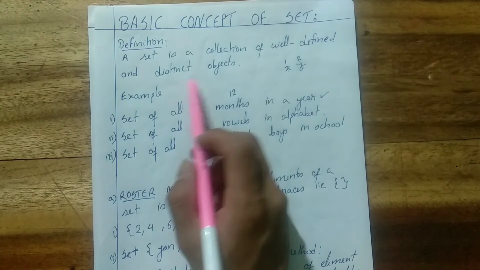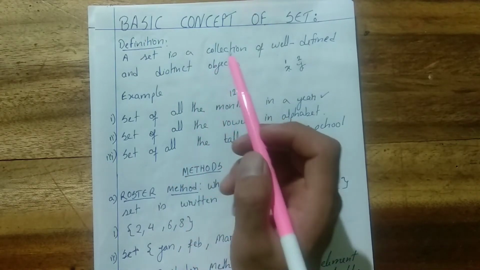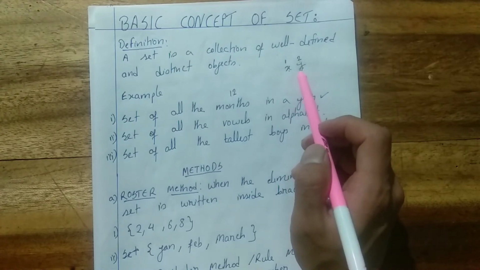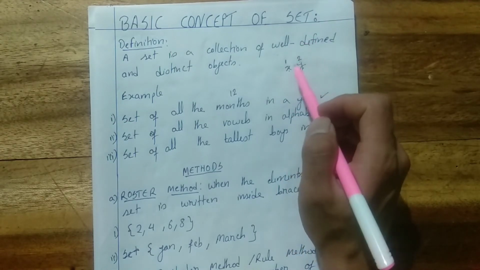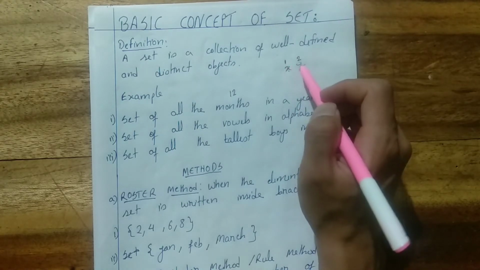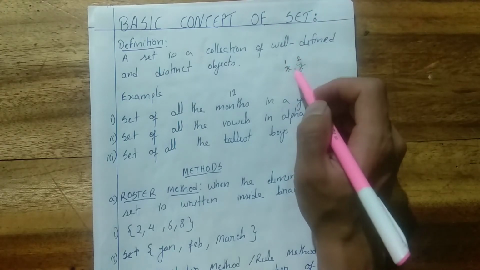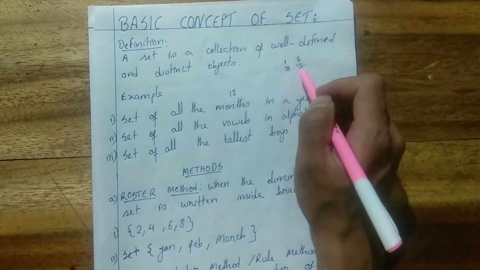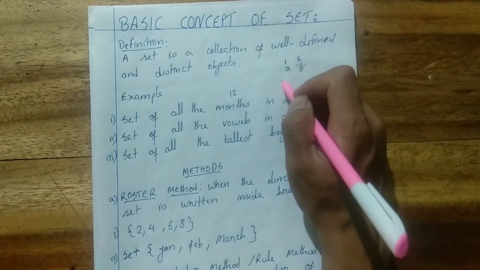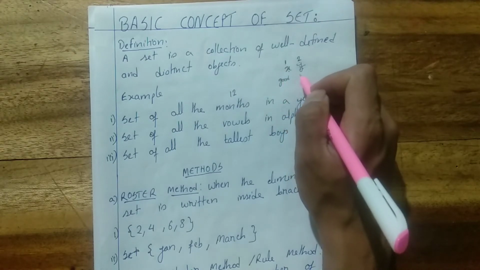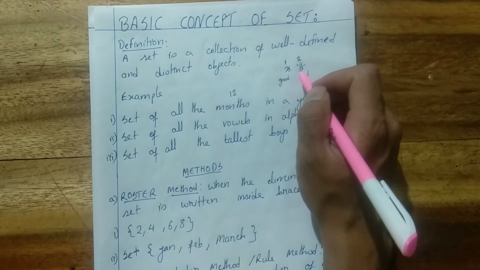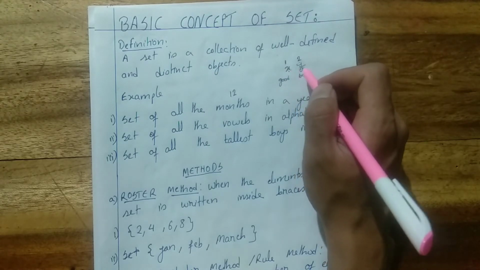And distinct objects means, suppose we have two objects here, x and y. If x has one element, then y has two elements. The difference between this and this should not be the same, right? So if this is good, then that is bad; they are distinguishable. So this is called a distinct object.